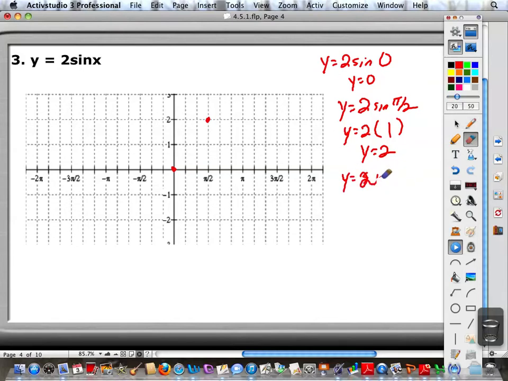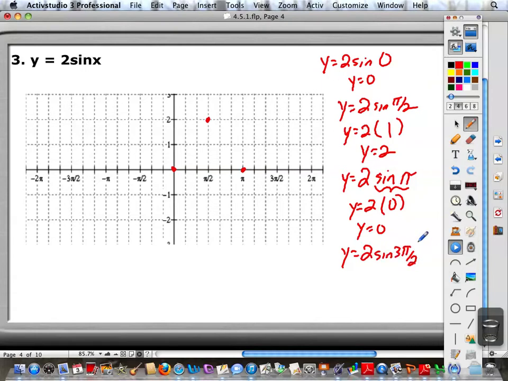Let's go to 2 sine pi. Well, the sine of pi, again, is 0 times 2 gives me 0 again. Sine of 3 pi over 2. The sine of 3 pi over 2 is negative 1. So at 3 pi over 2, I'm going to be at negative 2. And if we were to do this again for 2 pi, the sine of 2 pi is 0 times 2 is still 0. So now our graph looks like this.